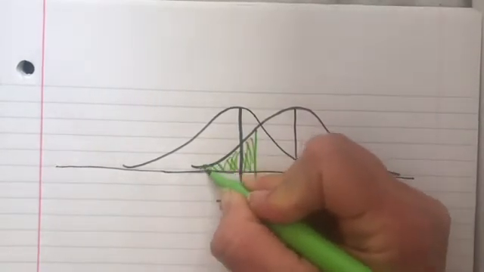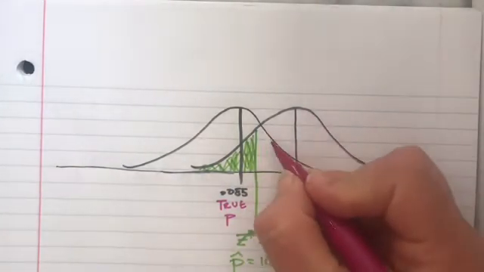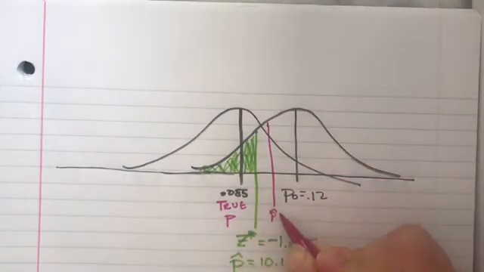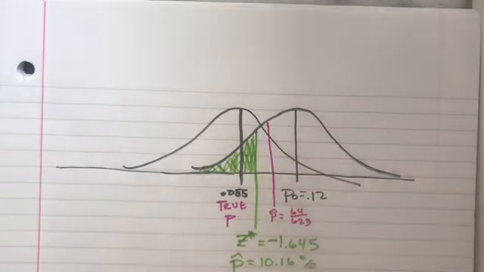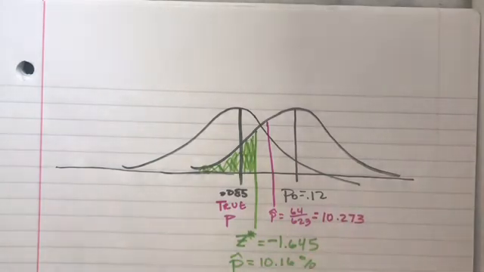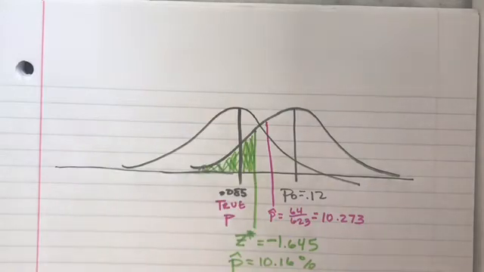This is our alpha zone in green. Okay. But we didn't reject because our p hat was right here. Our p hat was 64 out of that 623. This is about 10.273%. So that's why we failed to reject the null, okay? So by doing that, we made a type 2 error, okay, because we were just given the enlightening evidence that the true proportion was at 8.5%.